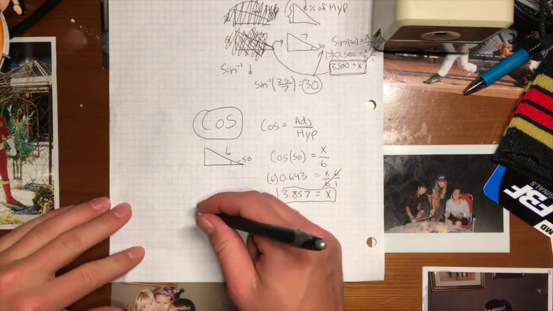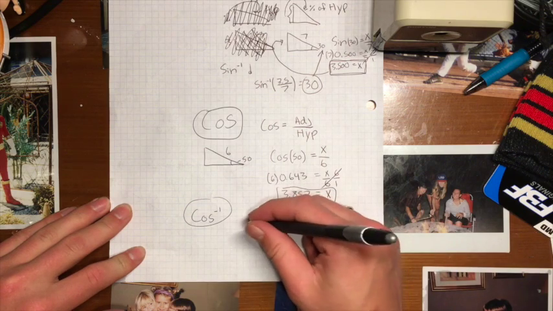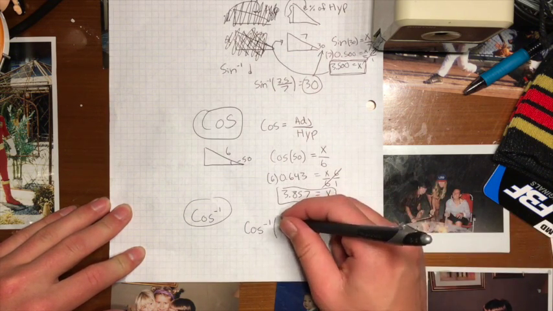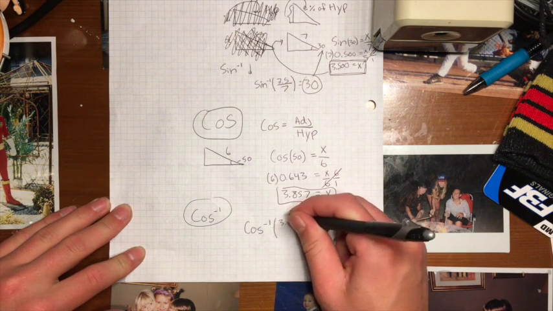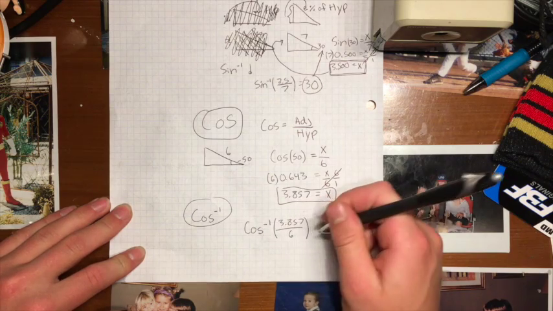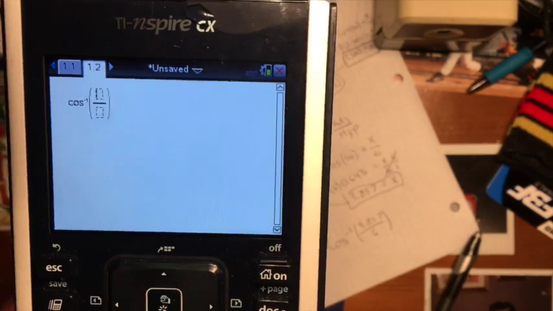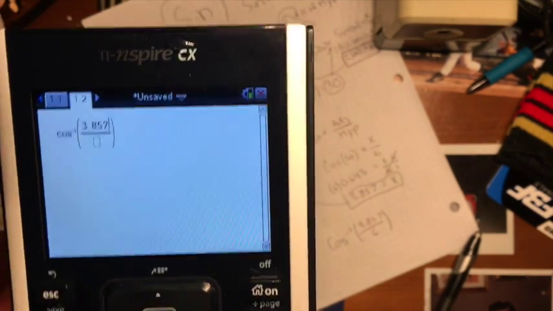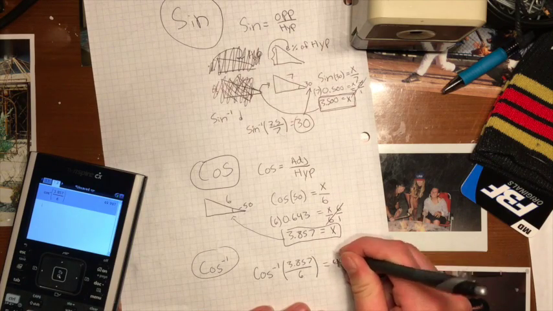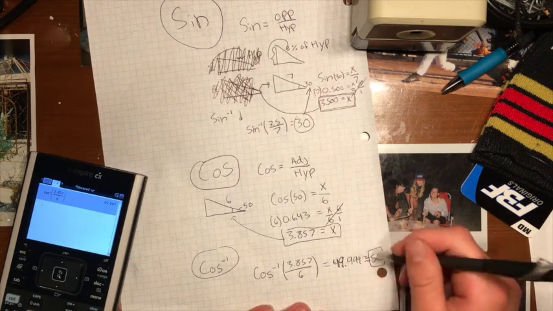Just like tan and sine, you can use the inverse function, cos inverse. So let's try it out. Let's do 6 as the hypotenuse and our new side 3.857 and see what we get. You should get 49.9999, which is basically, if you round up, 50, which is the angle we started with in the beginning.